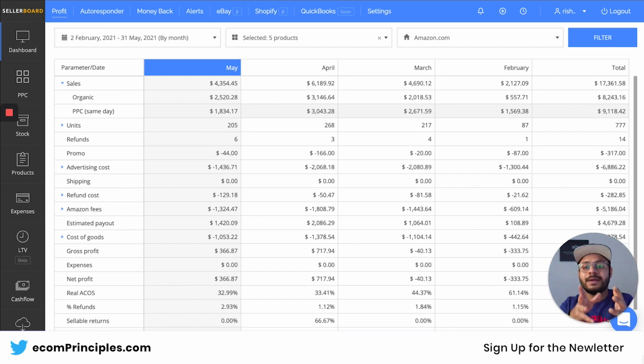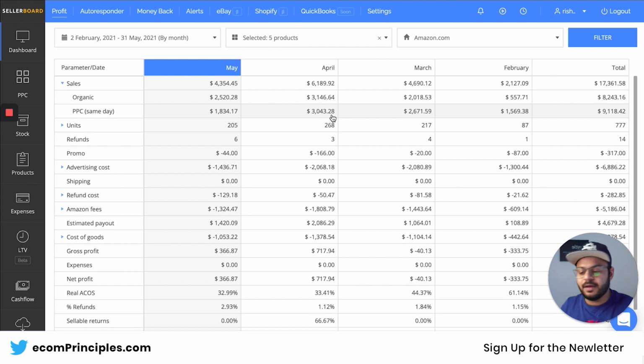If you're not looking at these data points month on month or week on week, you will not be able to figure that out, right? So that's super interesting to see. And then if you go to April, we did about 6,100 in revenue, 3,100 in organic sales, and about 3,000 in PPC sales. Now what has happened over here, guys? This is almost 50-50, right? It's almost 50-50. So the scale has turned.